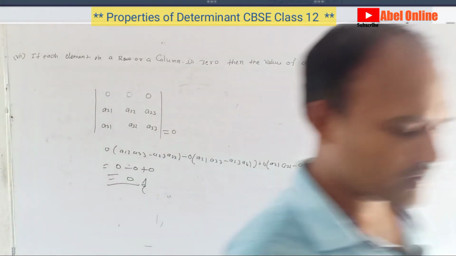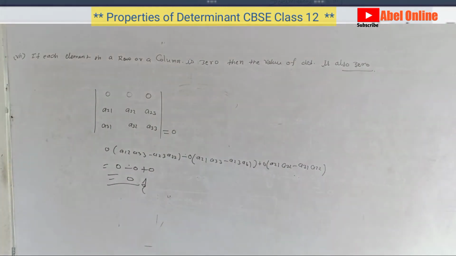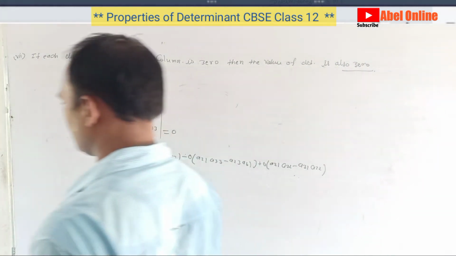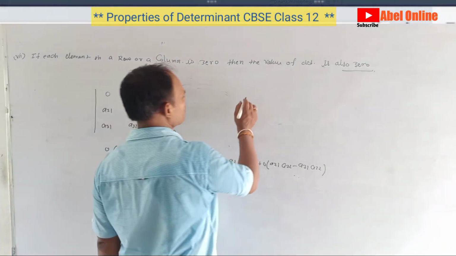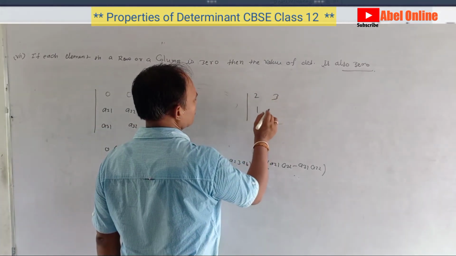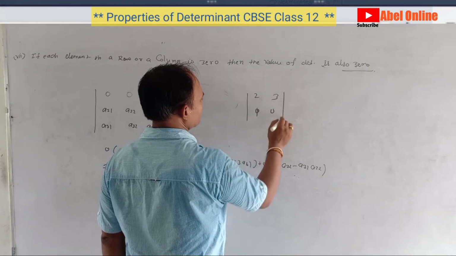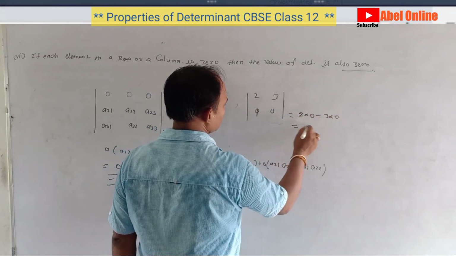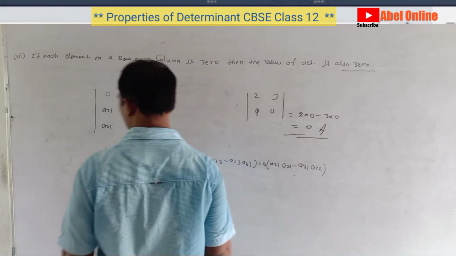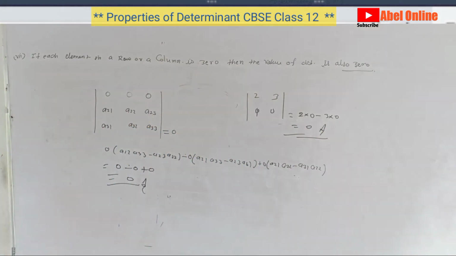So these are properties. Now some more properties are there. So what is the next property? You can solve some questions also. Suppose 2, 3 and 1 with 0, 0. Then the determinant is 2 into 0 minus 3 into 0, so the answer is 0. You can take any example yourself also.